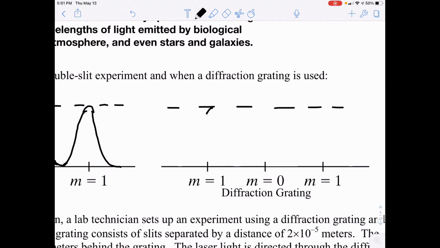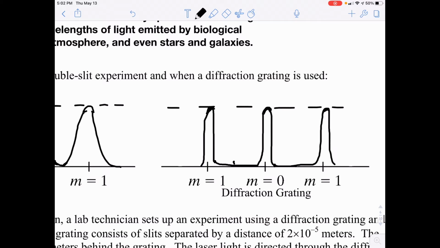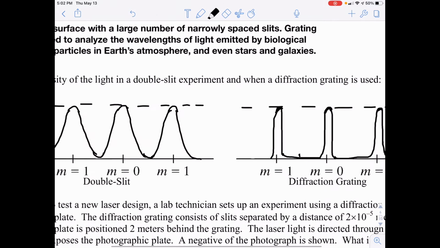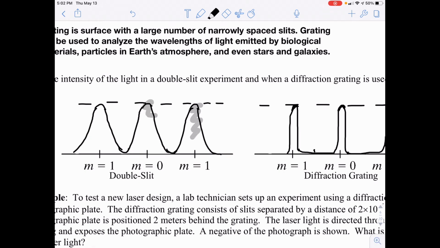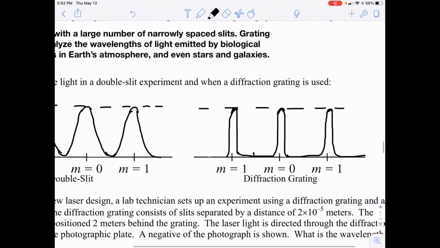So we have a maximum right at m equals 0, and at m equals 1 and m equals -1. We still have a minimum, but the minimum is going to be longer this time. So our maximum is going to look like this, really super skinny, tall, back down again. There's our minimum. And we go really super skinny, tall, and there's our minimum. So notice the difference between how the bright fringes would look. The bright fringes for a double slit are going to be a lot wider. The bright fringes for a diffraction grating are going to be a lot more narrow.